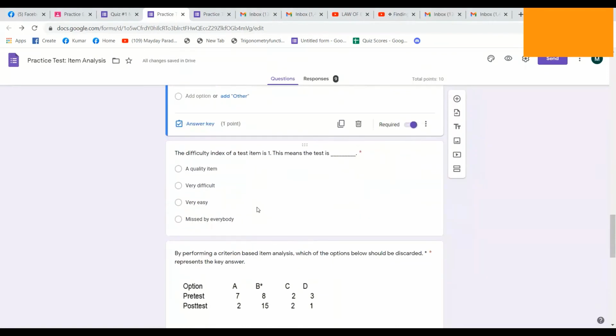This one, the difficulty index of a test item is 1. So if it is 1, all of them got the answer correctly. That means that the test item is very easy.